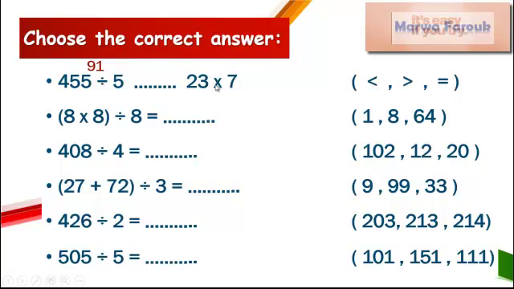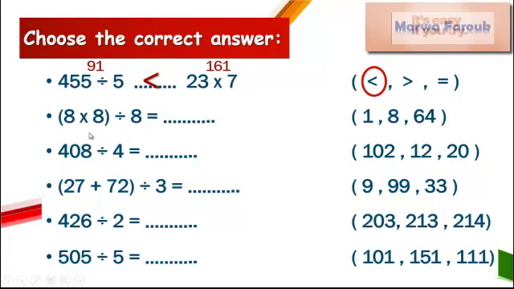The other side we have multiplication, so we have to start from the units. 7 times 3 equals 21. I will write 1 and carry up 2. Now 7 times 2 equals 14, and 14 plus 2 equals 16, so we got 161. So 91 is smaller than 161, so we are going to put a circle around smaller than.